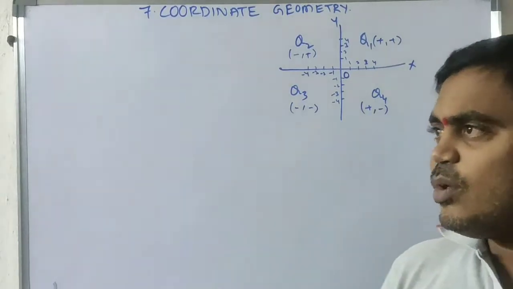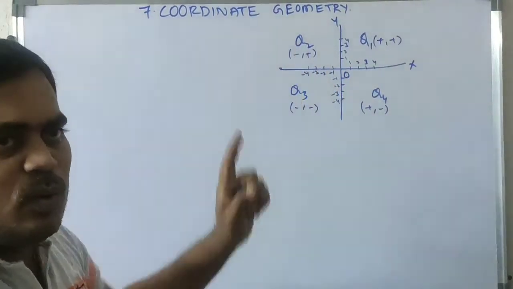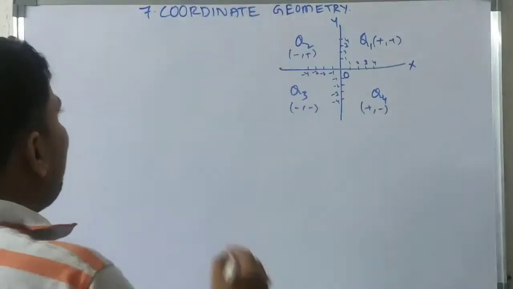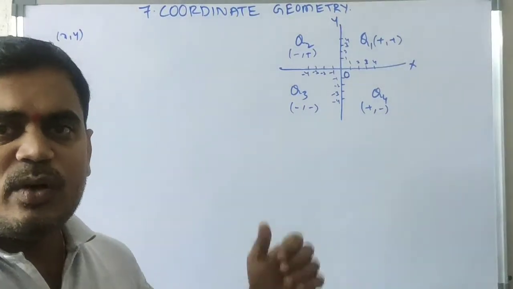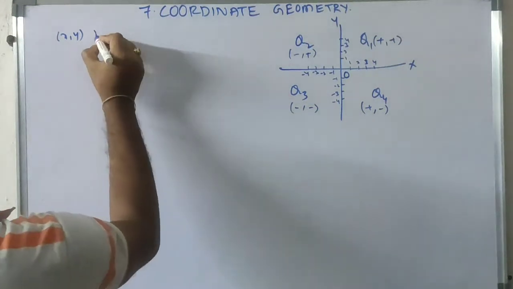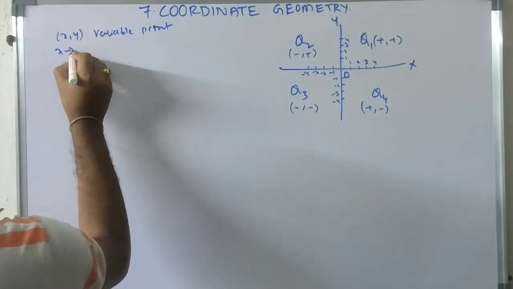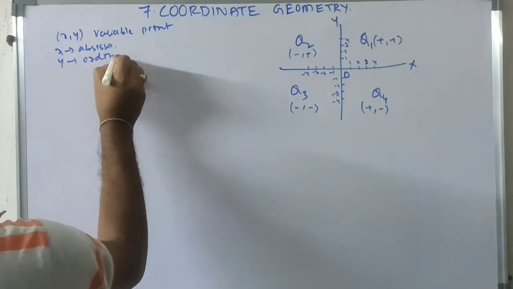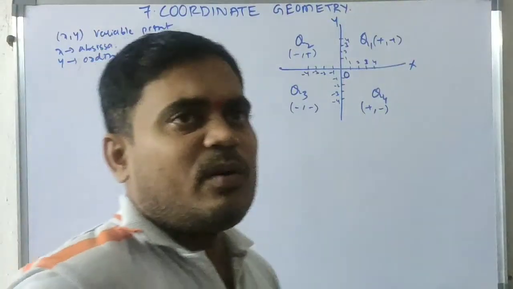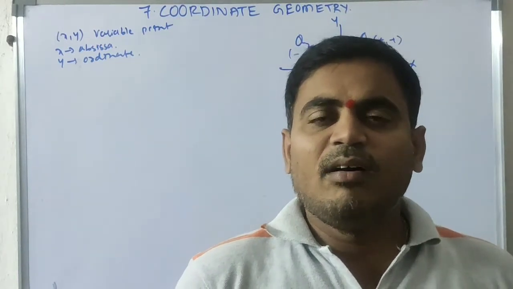Now, this is the x-axis, this is the y-axis, and the origin is O. Every point on the plane is represented with a point x comma y, which represents each and every point on the plane. The point x comma y is called a variable point. Here x is abscissa and y is ordinate. In the coordinate x comma y, the x coordinate is called abscissa and the y coordinate is called ordinate.